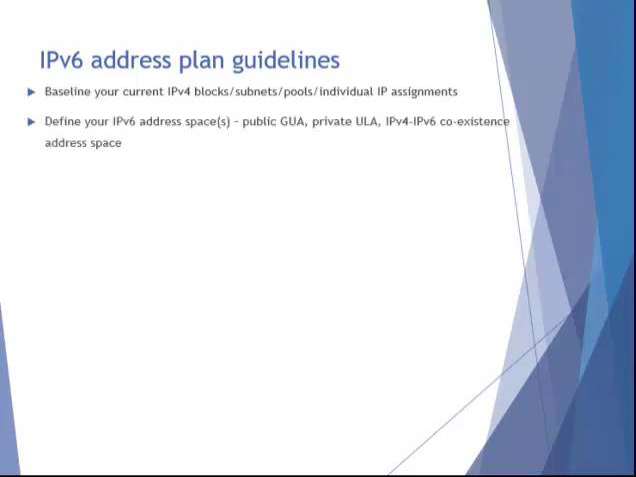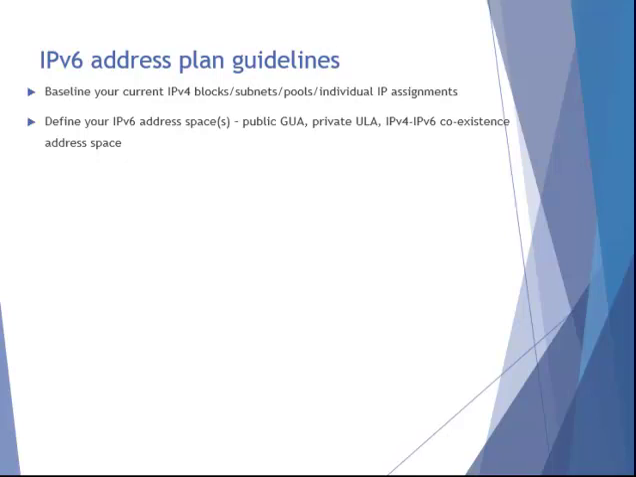The second guideline is really to define what address space you want to use. So your public global unicast address space, the GUA, is what you would get from your ISP. It's globally routable. In the spirit of IP being an end-to-end protocol, it's recommended that you deploy GUA address space throughout your enterprise. Some people are a little wary of this, given the comfort with private address space internally and using a NAT to translate to public externally.